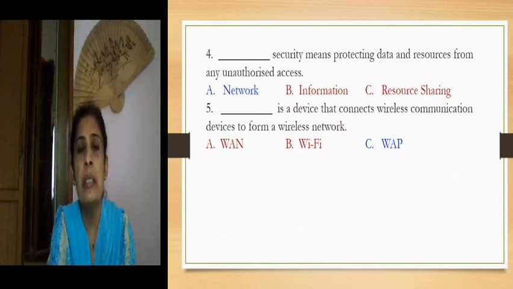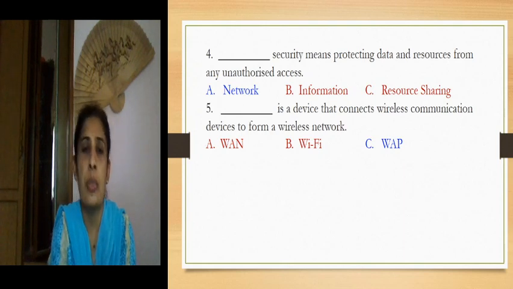Then fifth one, dash is a device that connects a wireless communication device to form a wireless network. Three options are there: WAN, Wi-Fi and web. And the correct answer is web.